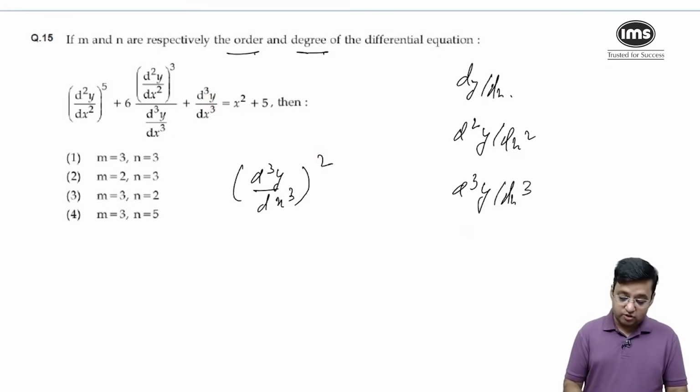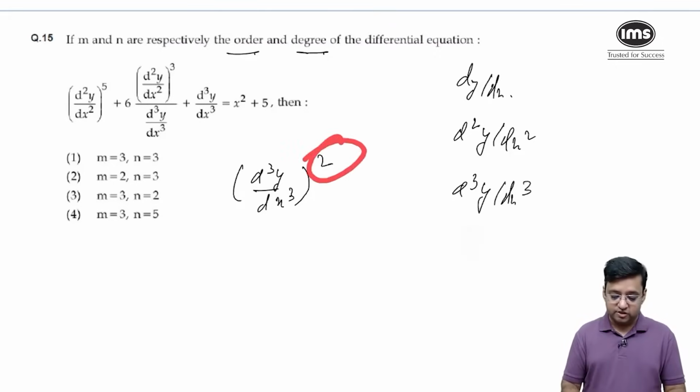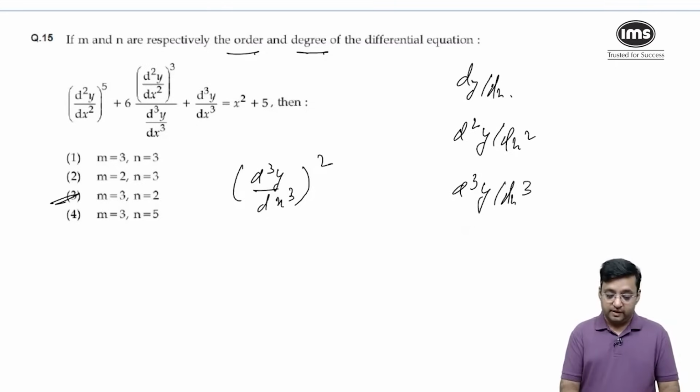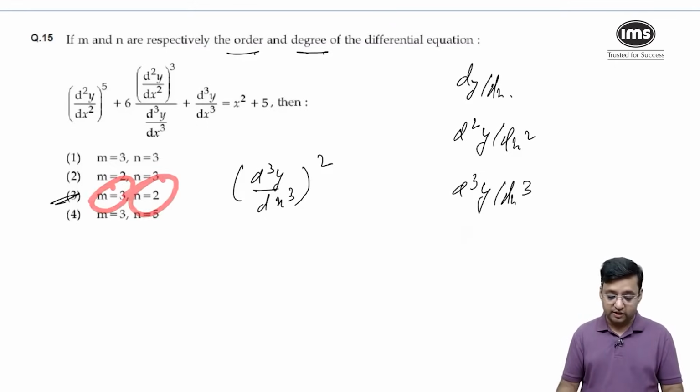Now the highest order is of course 3. At that time we need to find the degree of the highest order. The degree is 2. So is there any option for us? Yes, the third one, where m is 3 and n is 2. That means the order is 3 and the degree is 2.